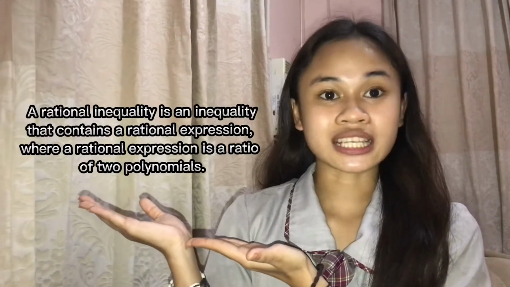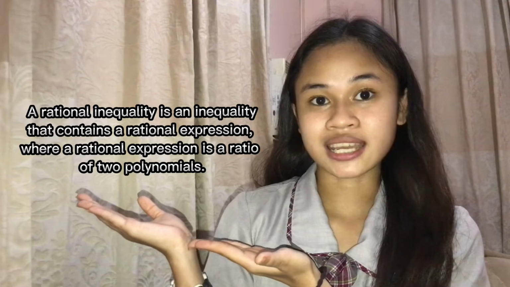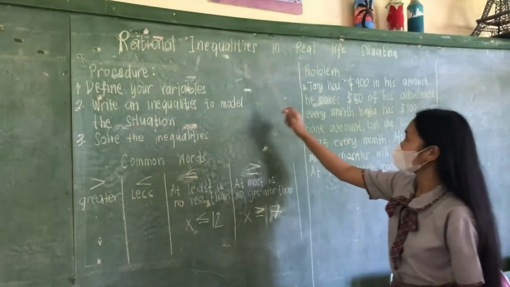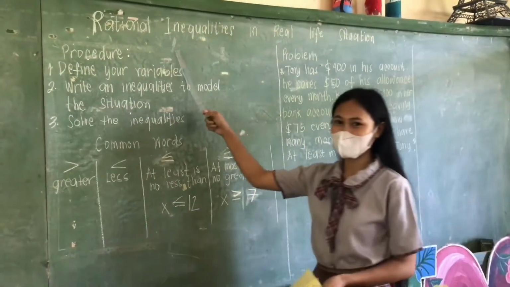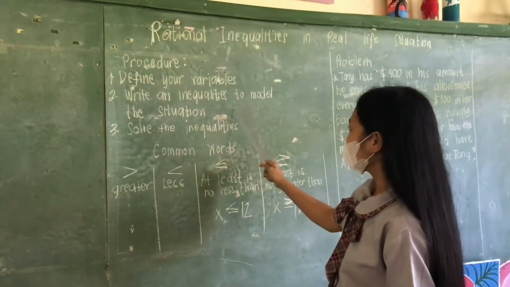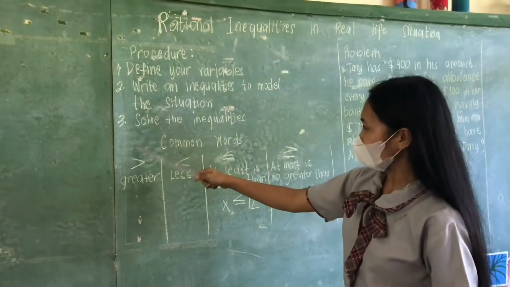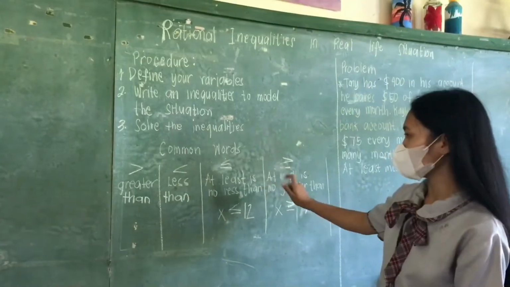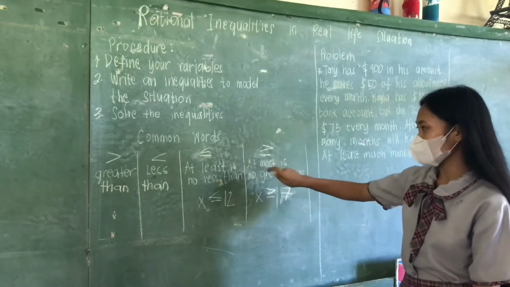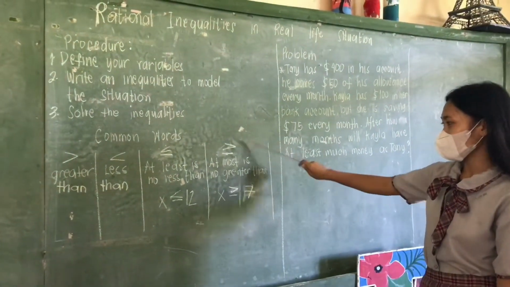The third and last is rational inequality. A rational inequality contains a rational expression, where a rational expression is a ratio of two polynomials. Precious will give the sample problem. Rational inequalities in real-life situations. Procedure: 1. Define your variables. 2. Write an inequality to model the situation. 3. Solve the inequality. Watch for key words: greater than, less than, less than or equal to, greater than or equal to.